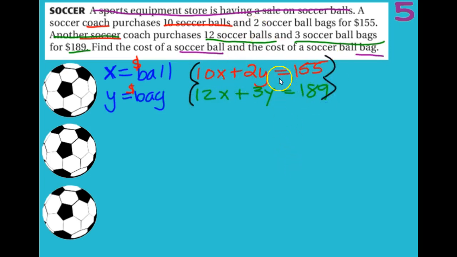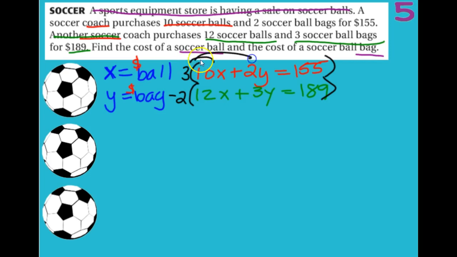We need one to be positive and one to be negative as well. Right now, they're both positive. So 2 times 3, if we just multiply these, will give us 6. So I need to multiply the top equation by 3 and the bottom equation by 2. That way they both are 6. And we need one to be negative, so I'm just going to pick the bottom one. It doesn't matter which one you pick.